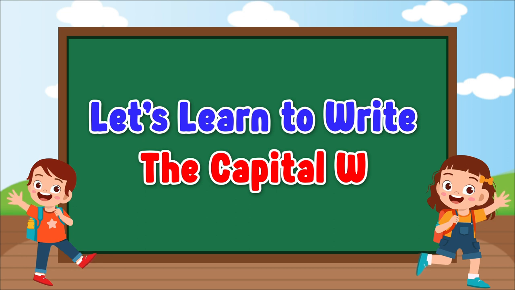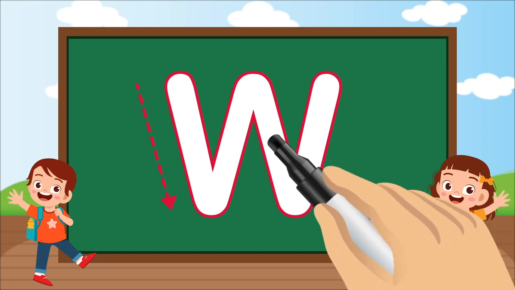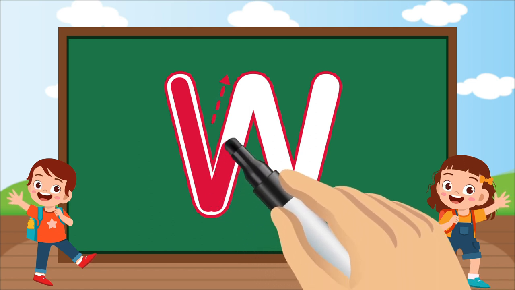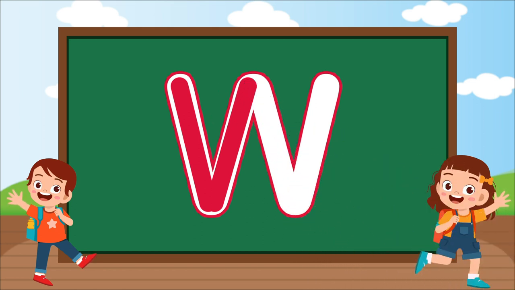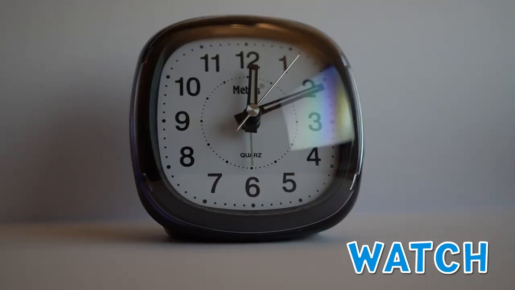Let's learn to write the capital W. First, we will draw a right slanting line downward. Then we will draw a right slanting line upward. Now a right slanting line downward. And at the end, we will draw a right slanting line upward. W is for watch. Watch.